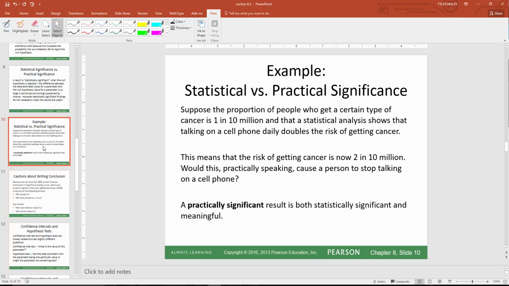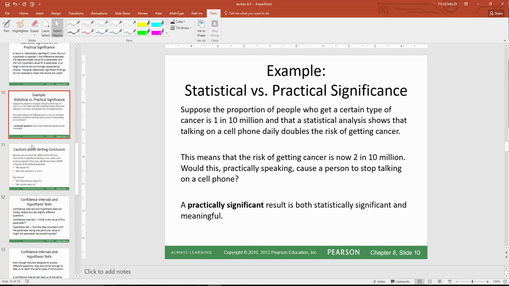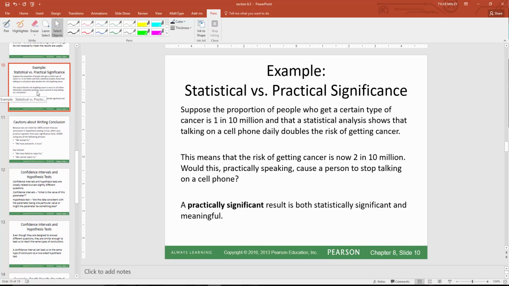If we think practically, would the statistic cause a person to stop talking on a cell phone? Probably not. Only 2 in 10 million get the cancer if you talk on a cell phone daily. That is not a high enough risk. Not practical enough to be meaningful. So that's what it says here. Practically significant results are both statistically significant and meaningful. So this isn't really meaningful to us. It's not going to change our routines.